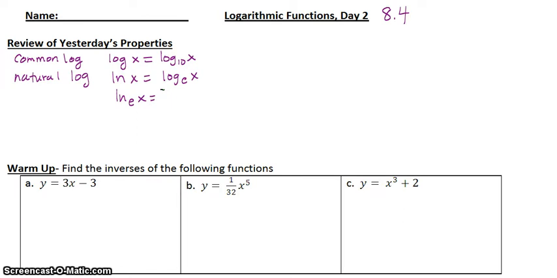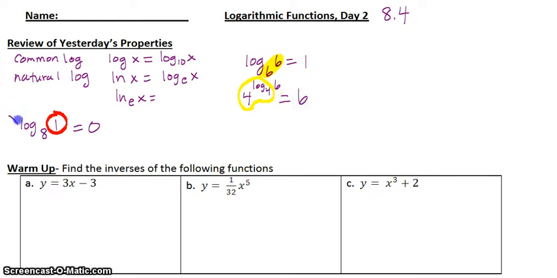Next, property. If I have anything, any base, and I have a 1 right here, the answer is 0. Next property I want to review. Let's say I had this, log base 6 of 6. Whenever these two numbers are the same, the answer is 1. Next property, let's say I had 4 to the log base 4 of 6 power. Remember I said that these cancel each other, so that answer is just 6. And we're going to talk more about that one today, which is going to be nice.